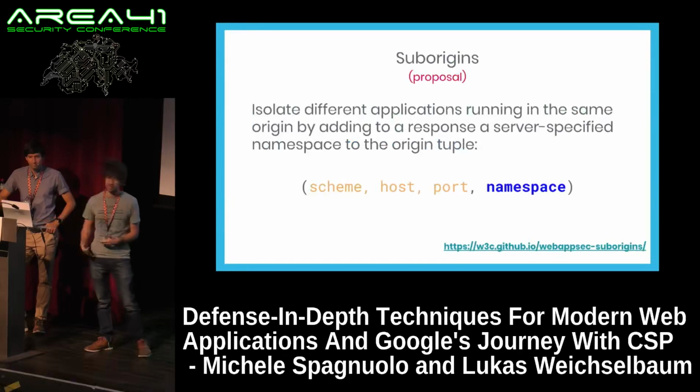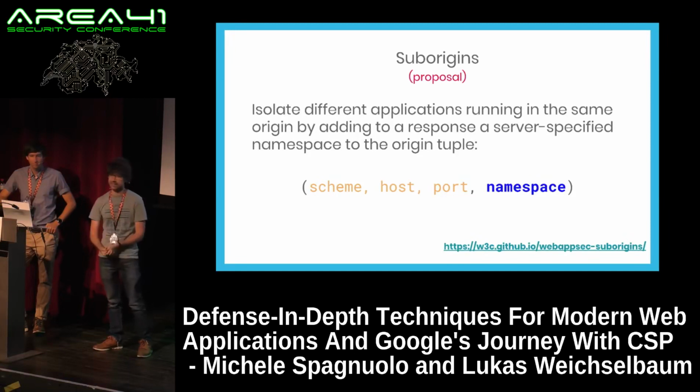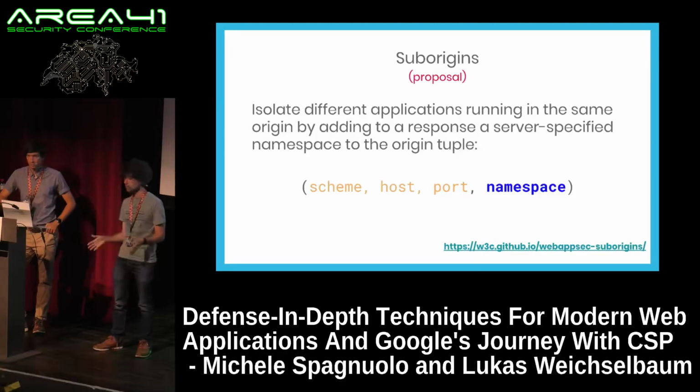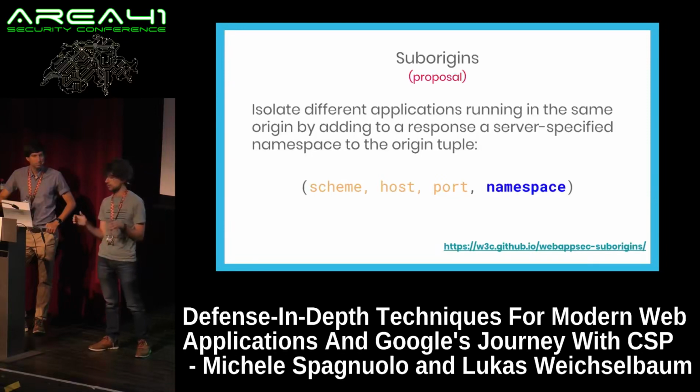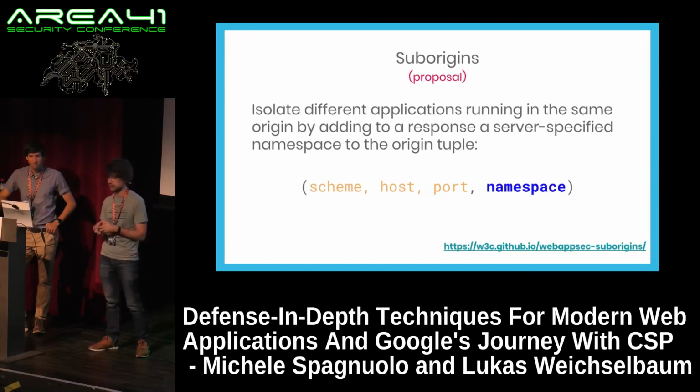So let's talk about upcoming mitigations. Suborigins are very nice and important mitigation techniques that we would like to see get more traction. This is still at the stage of a proposal. Suborigins' whole idea is to make web origins more fine-grained. Web origins are the security boundary of the web. They are a tuple right now, defined as scheme, host, and port.